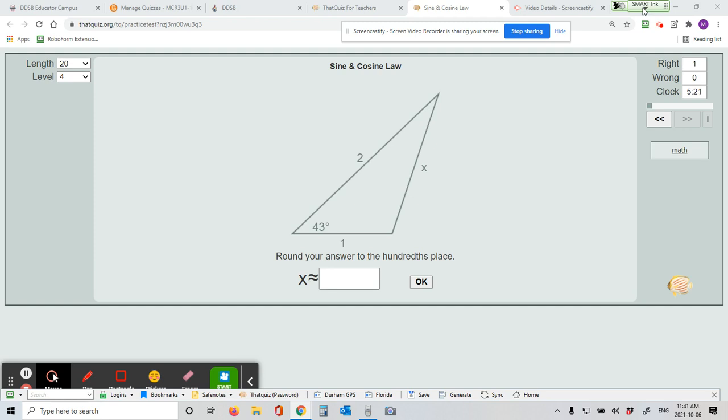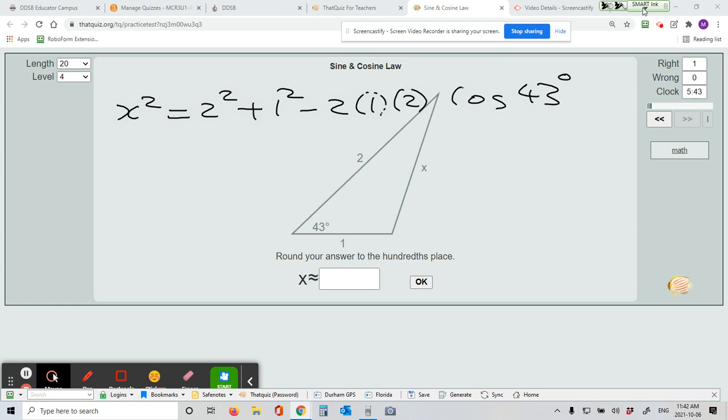Let's see if the board is going to cooperate a little bit better for me this time. I'm going to start writing over here. X squared is equal to 2 squared plus 1 squared minus 2 times 1 times 2 cosine of 43. And I want this answered again to the nearest hundredth. So go through this. It's a good thing that it goes another one like it, because then we can use the same procedure again. Go through and put those into your calculator.